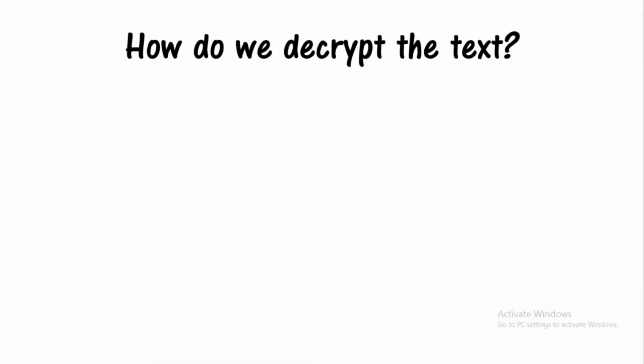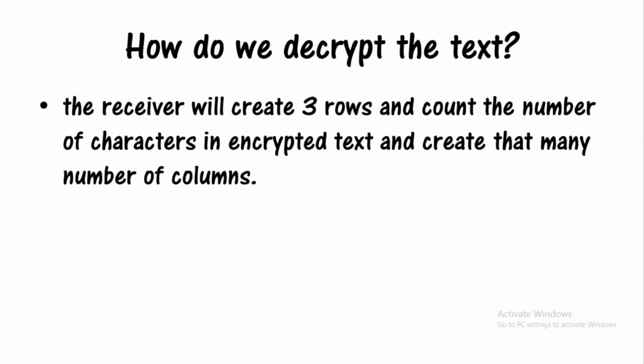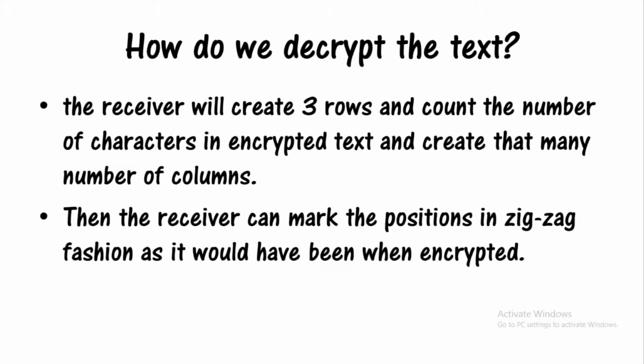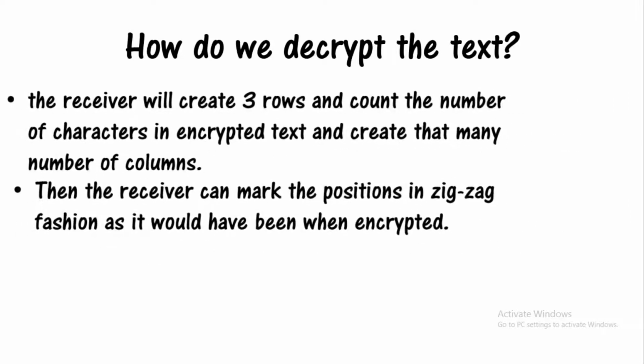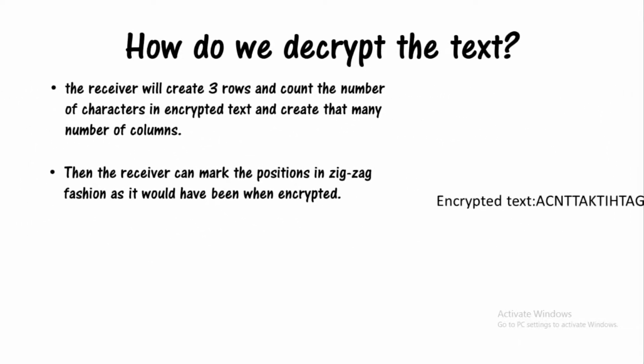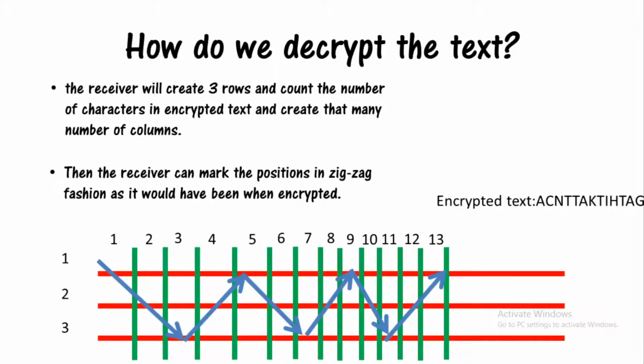Now, how do we decrypt? The decryption process is also similar, and it is very simple. First, the receiver will create rows equal to 3. It's important that the receiver and sender know the number of rows, because that is the key for our encryption and decryption. The receiver can count the number of characters in the encrypted text and create that many columns. Then the receiver can mark the positions in a zigzag fashion as it would have been when encrypted. It would look somewhat like this: 3 rows and our zigzag pattern with 13 columns.